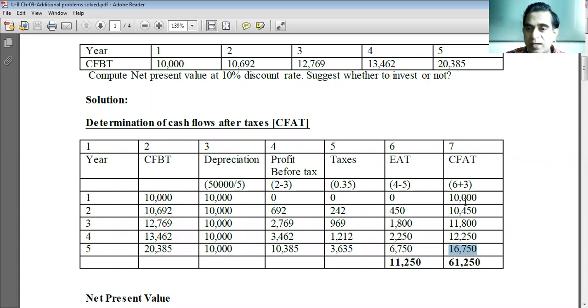So you can calculate the total CFAT for 5 years. It is 61,250 rupees. Now we are ready to find out the net present value.